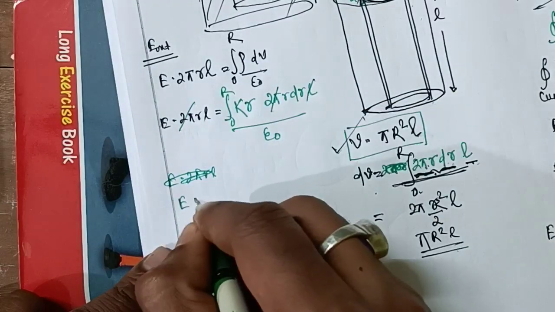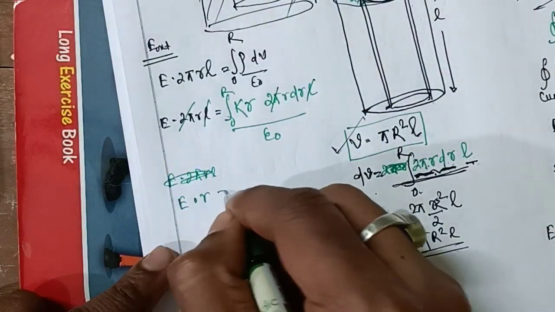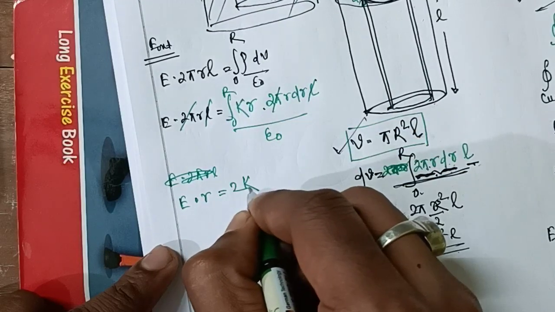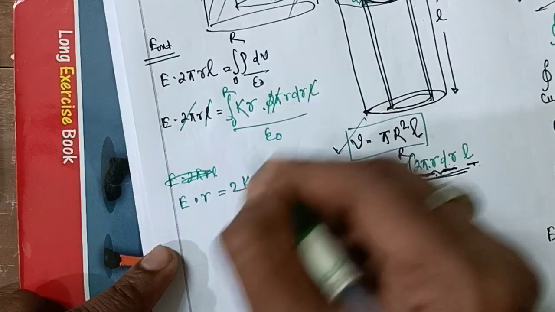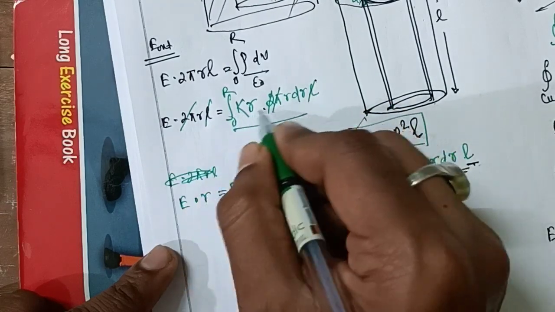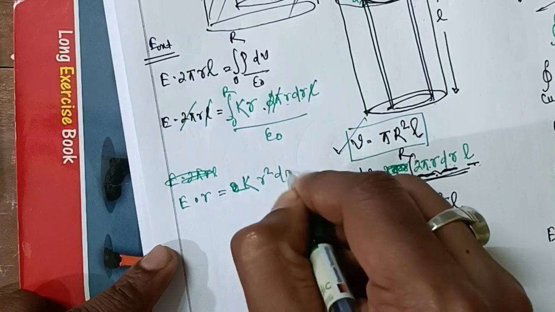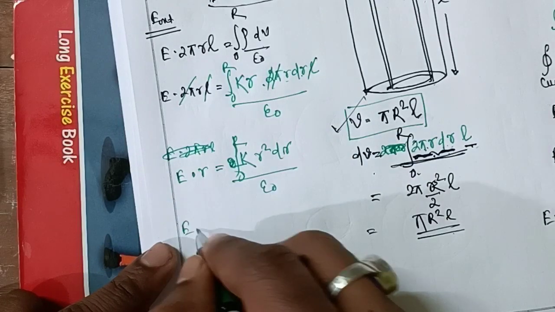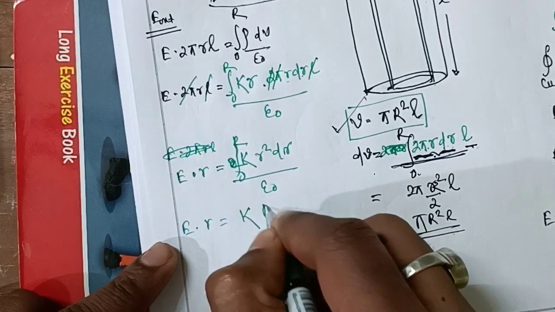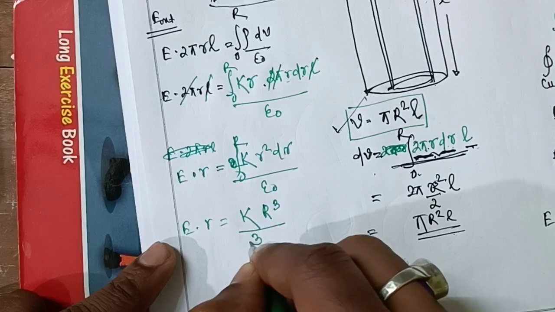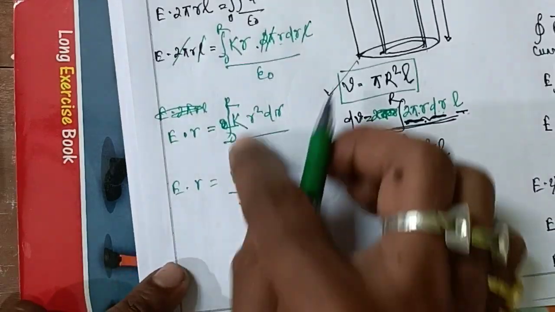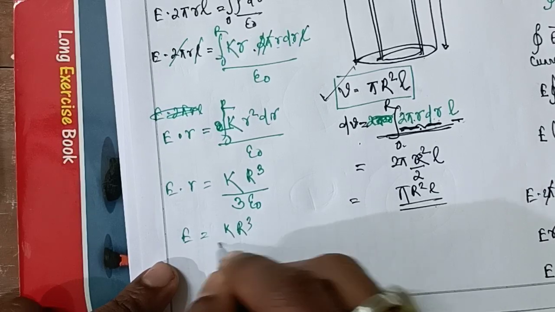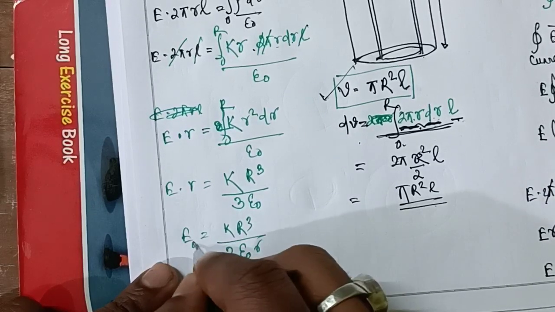So similarly E into 2 pi rL, this 2 pi L always cancels. So E into r, this L is already cancelled, is nothing but K, the 2 is cancelled as well. K, this is r square dr, integration 0 to R upon epsilon naught. In a similar fashion, this is K R cubed upon 3 epsilon naught. If I put in the limits and solve, E equals K R cubed upon 3 epsilon naught r. This is the outside region.